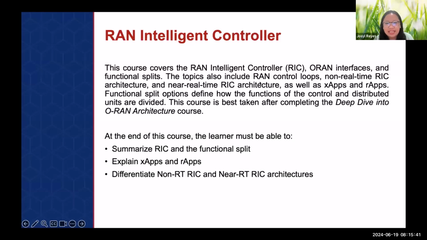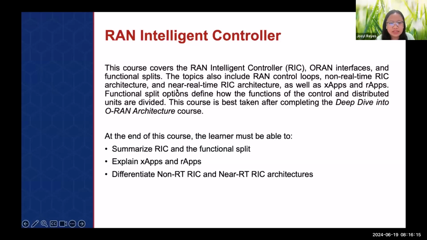So aside from the functional split, now we'll look into the two types of RIC. We have the non-real-time RIC and the near real-time RIC. When I say non-real-time RIC, this is the RIC in charge of tasks that require more than 1 second. It may take time, not just 2 seconds, maybe hours, days. And later we'll look into what tasks require that amount of latency.